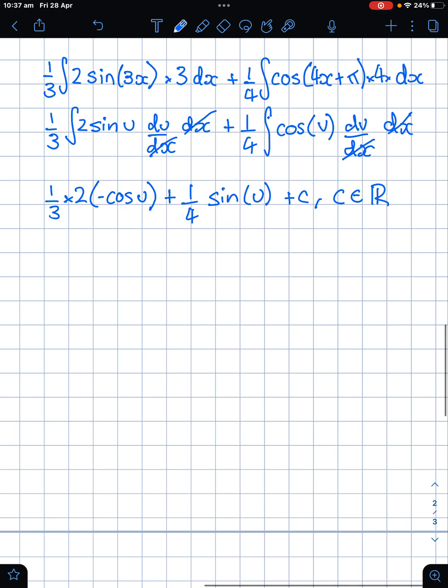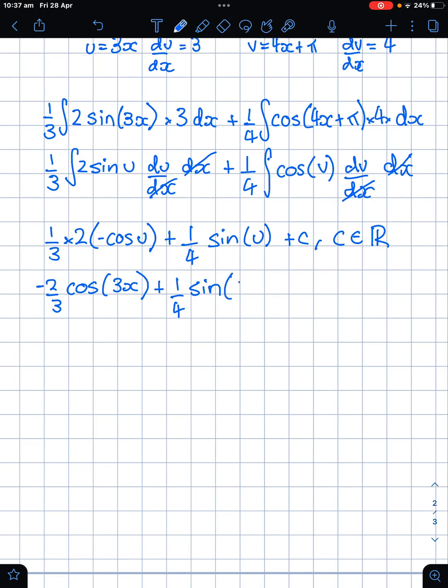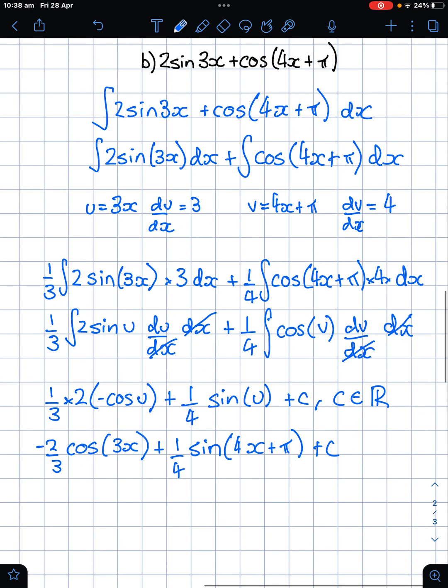So next step is to sub this all back in. So I've got 2 over 3 cosine, and then what was my u value? My u was 3x. So I'm going to put my u back in there. Now, I think I'm missing my negative sign here. So I almost missed that. So negative cosine 3x plus 1/4 sine, and my v was 4x plus pi, plus c. All right, that's all we need for that one there.